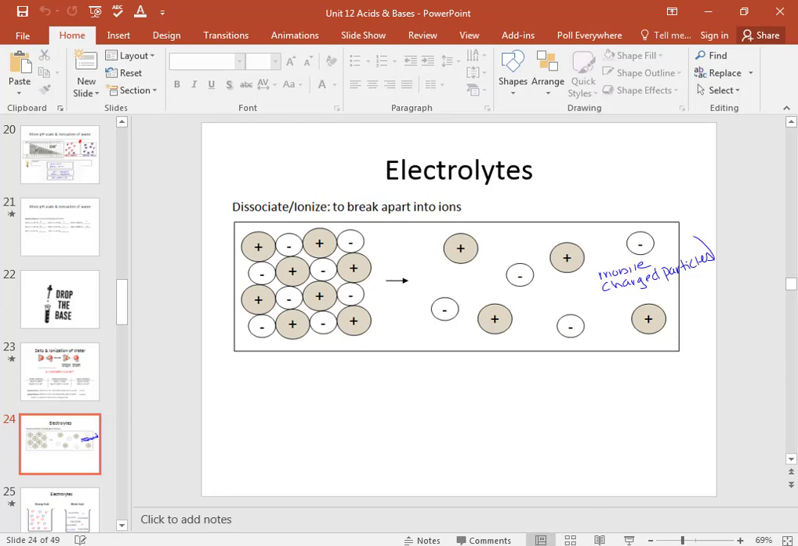So that's the whole unit. Acid-base chemistry takes a little bit of practice, but you guys can get used to it.